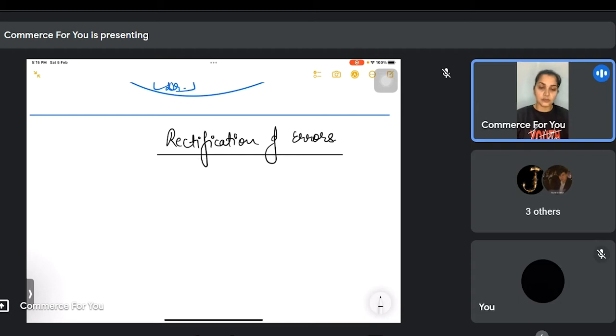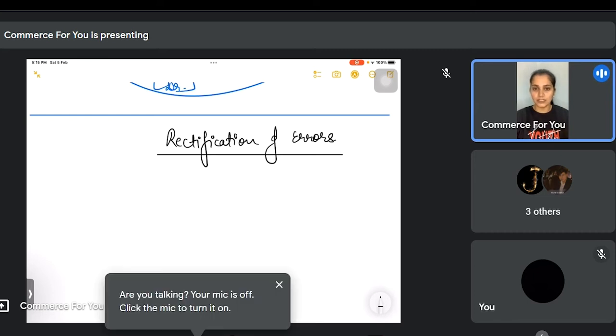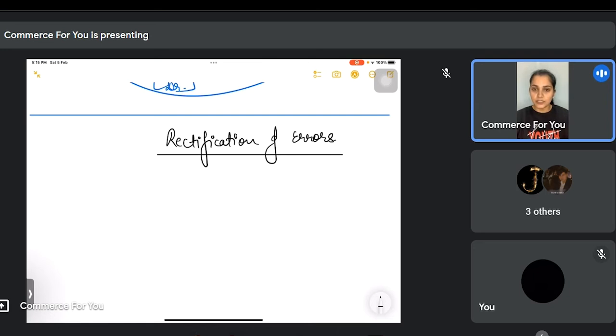I always say that if you need to rectify your errors, first of all you should have the ability to identify the error. For that, you must understand the concepts carefully, because if you are aware of the concept, you'll be aware of how to record everything in our journal and ledger. But if you don't know that, you'll be unable to find out your errors.